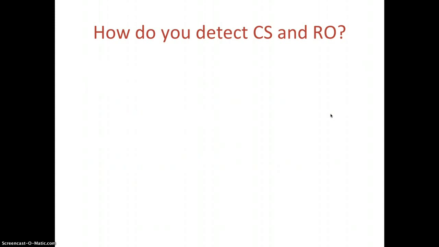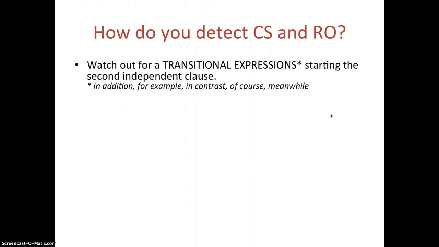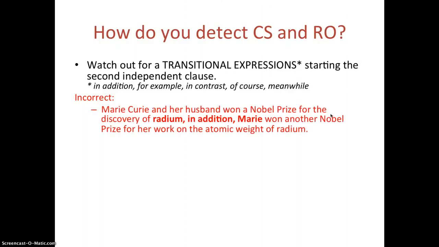Okay, another way to detect a comma splice or run-on: watch out for transitional expressions. These are words like in addition, for example, in contrast, of course, meanwhile. And I have to say these are pretty common in your writing, so these are the things to look for. Here's an example of an incorrect sentence. Marie Curie and her husband won a Nobel Prize for the discovery of radium. In addition, Marie won another Nobel Prize for her work on the atomic weight of radium.